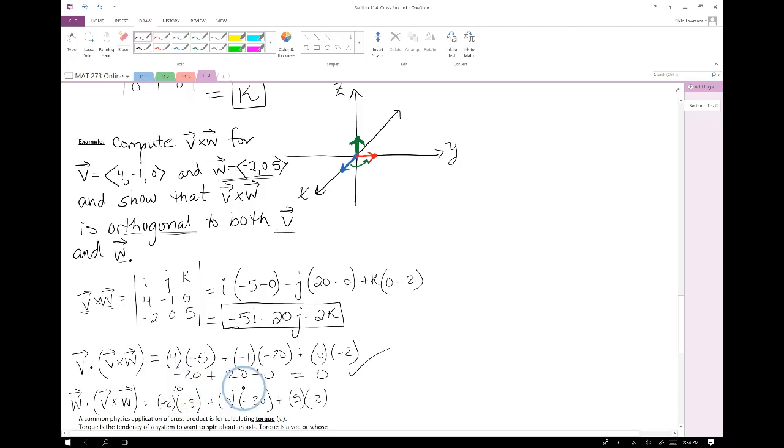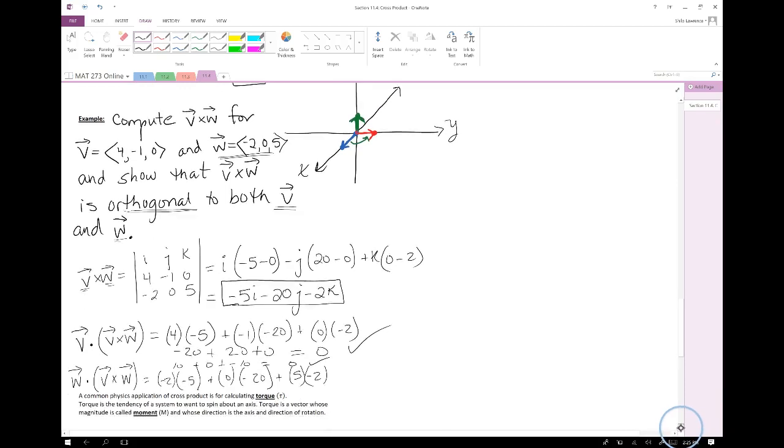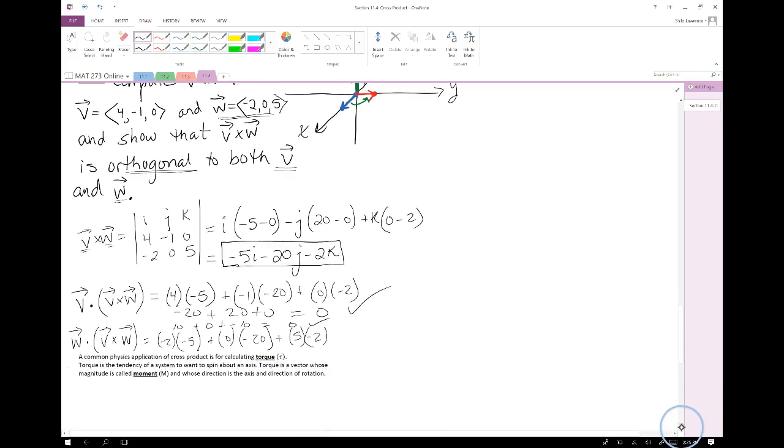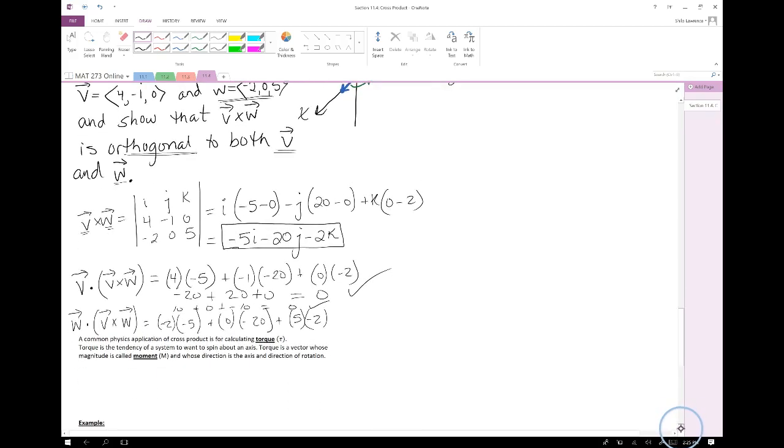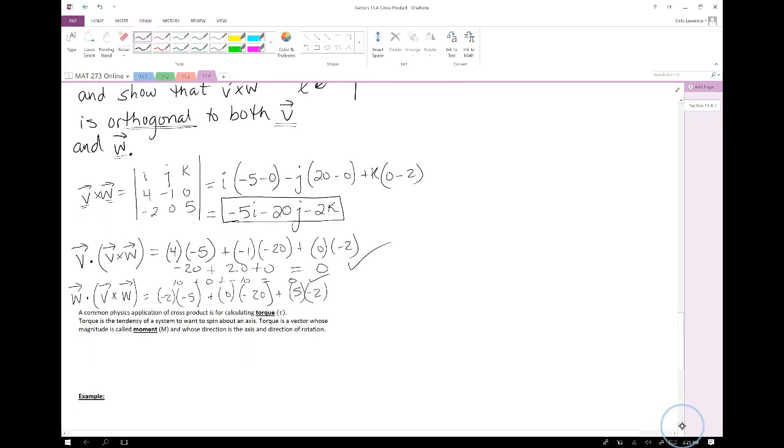And we get 10 plus 0 plus -10, which is again, in fact, 0. So we are able to actually prove that this vector we're getting back from the cross product is really orthogonal to the two that we put into it.